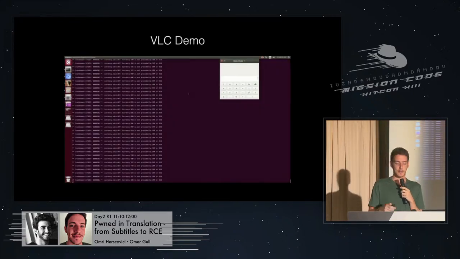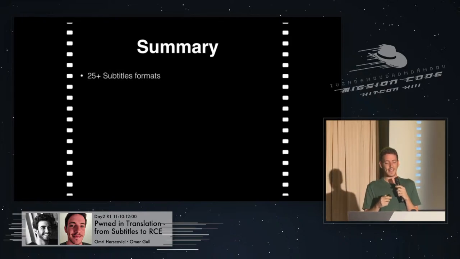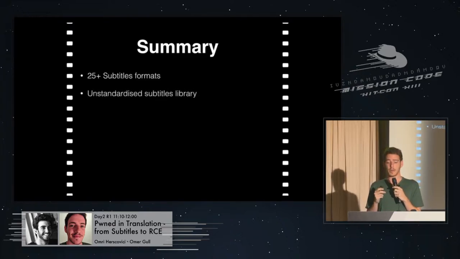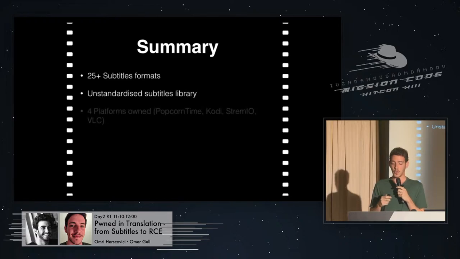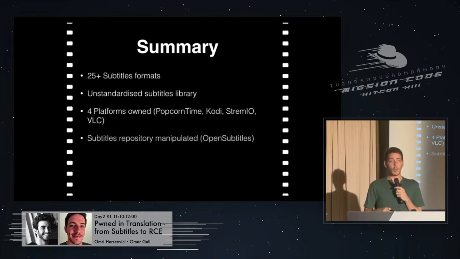Cool. So let's sum up this research. We discussed the complete madness that is the subtitle landscape. We saw we had over 25 subtitle formats, none of them well documented, without any dedicated library, and zero standardization between players. We were able to gain full remote code execution on four major platforms. Now, please note that these were the only platforms that we researched. So this means that there are other platforms out there probably vulnerable to subtitle drive-by attacks. We're also able to manipulate the subtitle repository ranking scheme, thus taking control completely over the entire subtitle supply chain.